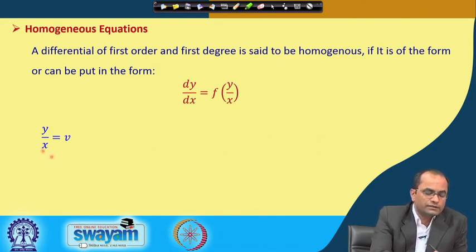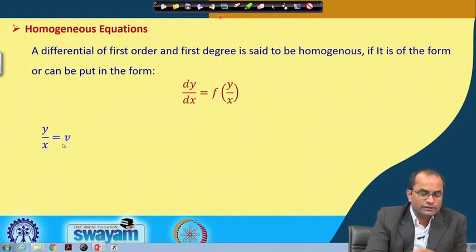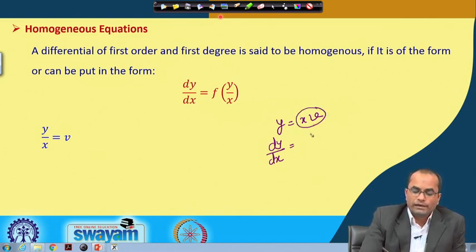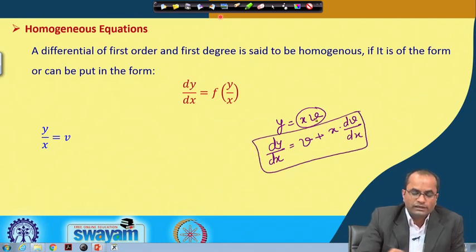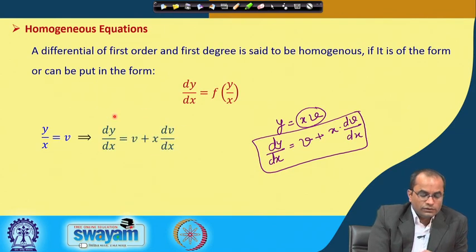So, here we have taken this v, and then we can now get dy over dx from this relation. We have basically y is equal to x v, and then when we differentiate, the product rule will be applicable, and we have v times the derivative of x, plus x times the derivative of v. So, dy over dx is equal to v plus x dv over dx.